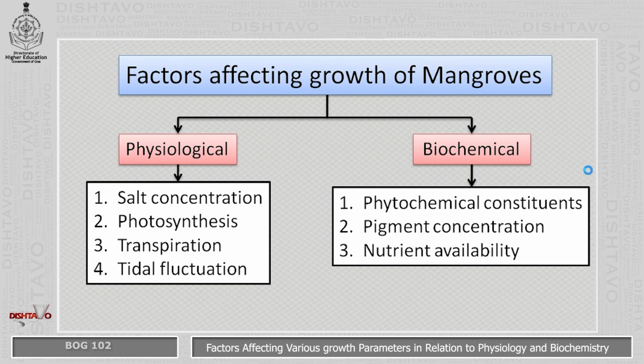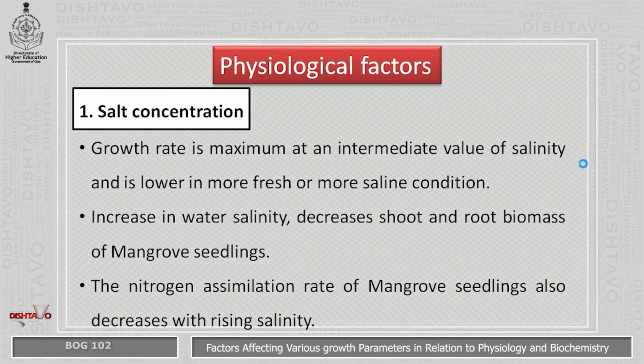The physiological factors are salt concentration, photosynthesis, transpiration and tidal fluctuation. Biochemical factors are phytochemical constituents, pigment concentration and nutrient availability. Now let us learn about the physiological factors affecting growth of mangroves.